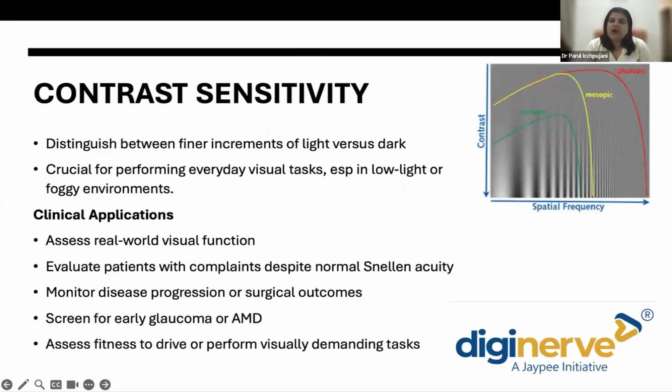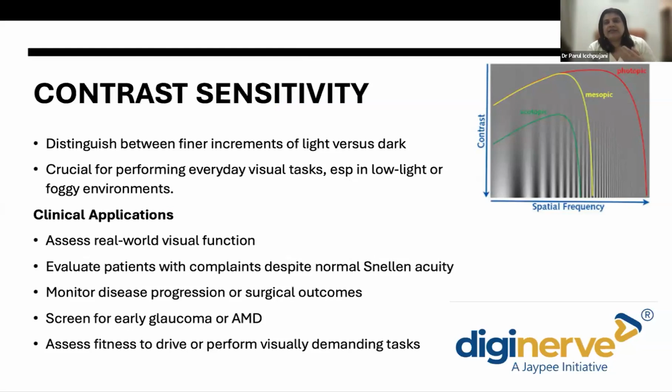Next comes another concept which is very important, that is contrast sensitivity. Now, if you would have taken the history of a cataract patient, or if you would have seen a glaucoma patient in your ophthalmology posting, you would have heard from many people that it is very difficult for them to adjust when they come from a bright light into a room or when they move from a room into bright sunlight. So this adjustment requires the element of contrast sensitivity, which is a very important visual function.